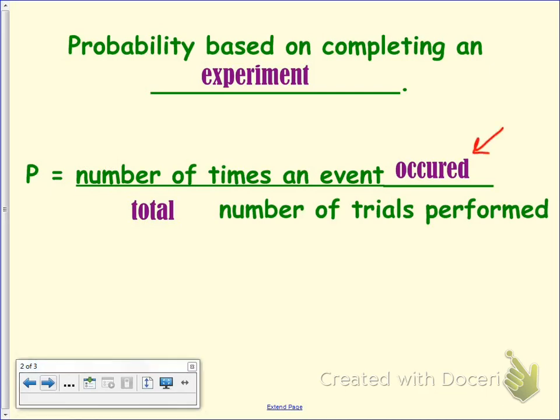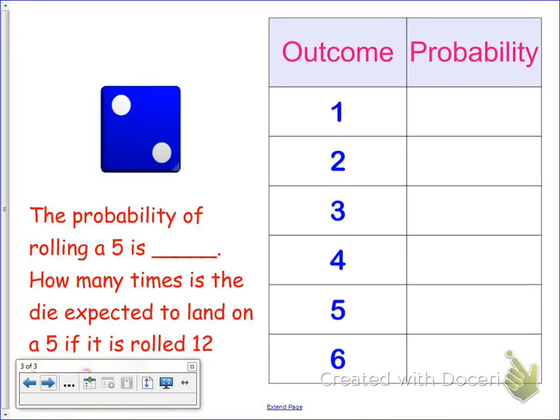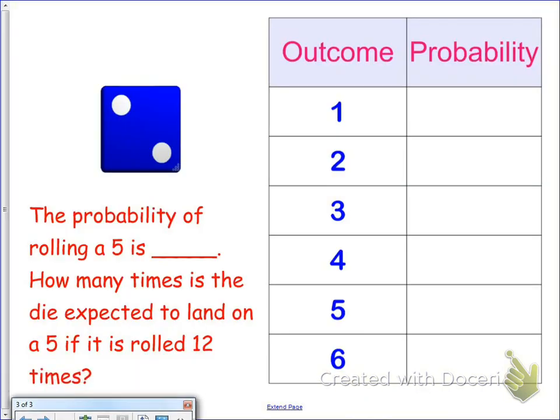We have what has occurred on top, and we have the total on bottom. So when I complete my experiment, I can record the data and see what the chances will be. I'm going to show you the difference right here between theoretical and experimental. Theoretically, I should roll a 5 1 out of 6 times on this die up here. There's 6 sides, one of them being a 5, so theoretically 1 every 6 times.